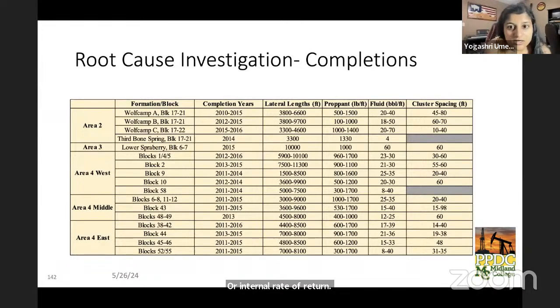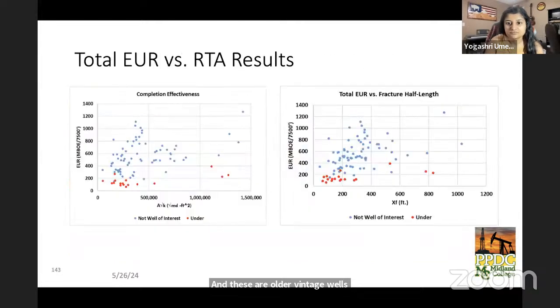So we looked at the first root cause, which is completions, and then we looked at all the formations at different blocks in Area 4 in different formations. And you'll notice that there's a wide range of fluid per foot and cluster spacing. And these are older vintage wells. Then we also looked at total EUR versus RTA results, and you'll notice that the underperforming wells not only have low EURs, but also low A square root of K, so low completion effectiveness.